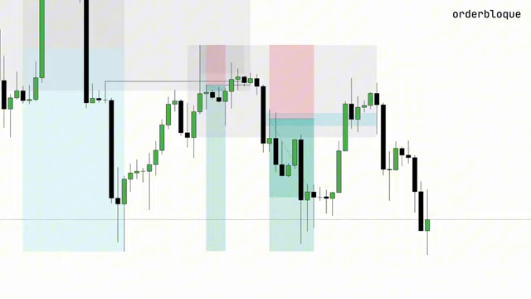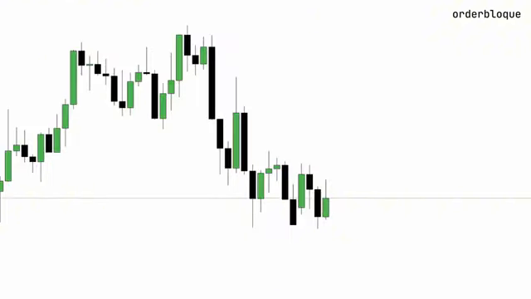Our positions close in profit, 4.2 and 1.8. Note that we actually ignore the bullish rejection block twice in a row, and all simply because we're working according to the logic of order flow and zones of interest within them.